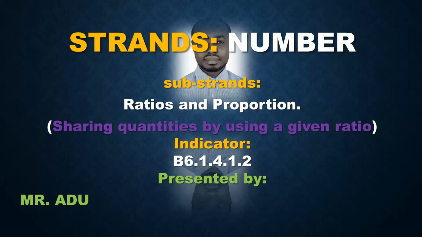Today, our strand here is number. Our substrand is ratio and proportion. Under ratio and proportion, what we are going to talk about is how to use ratio to share a given quantity, or sharing quantities by using a given ratio. Using ratio to divide a certain quantity of numbers, or it could be money or any items, using ratio to share given numbers. Okay, good.